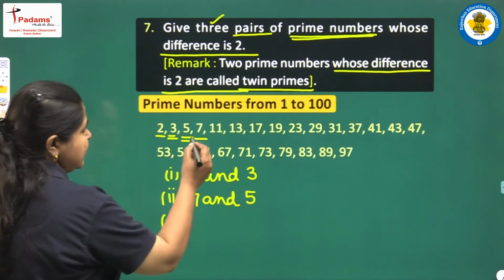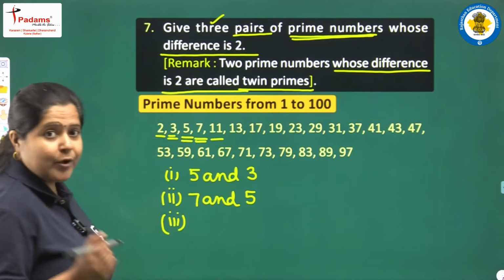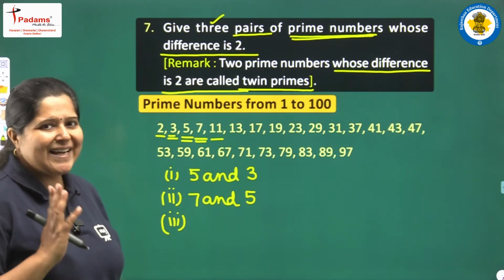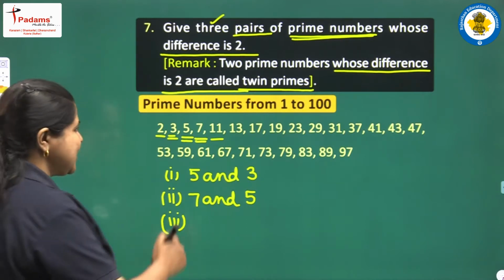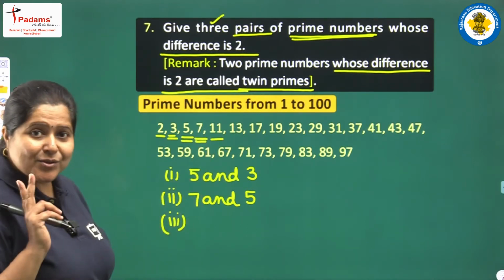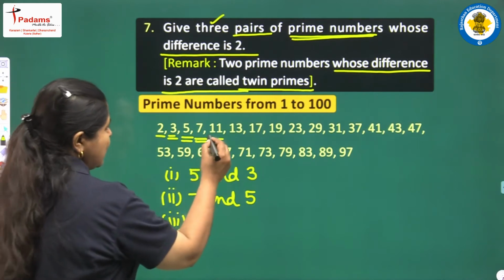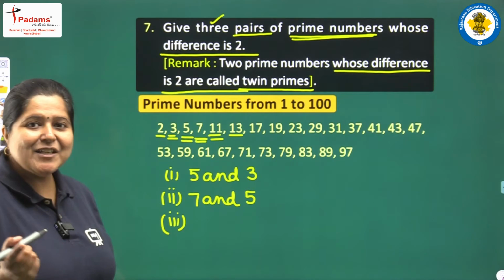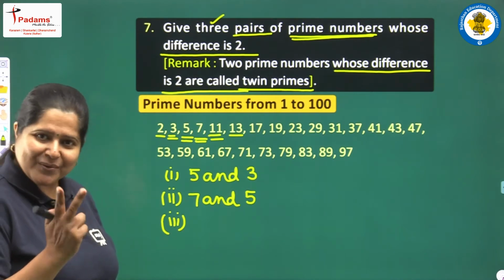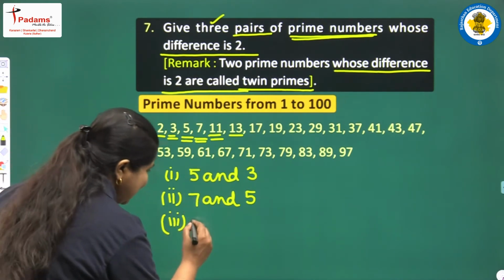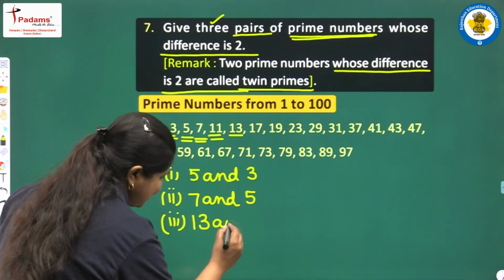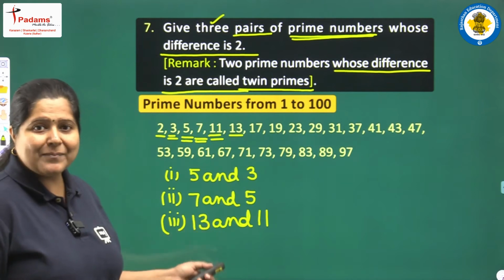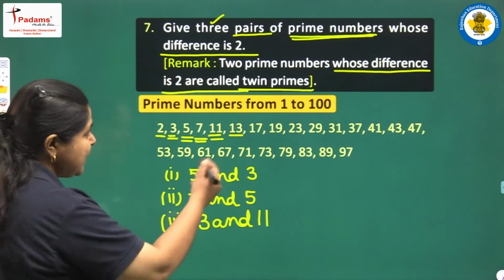Then we look out for the third pair. Just have a look. If we take 7 and 11, what is their difference? 11 minus 7 is 4. It is not 2 and so we cannot take this and so these two are not twin primes. We now come on to 11 and 13. What is their difference? 13 minus 11 is 2. Yes, and so we can easily take these 2 numbers 13 and 11. So these are the twin primes and you can have many more such pairs.